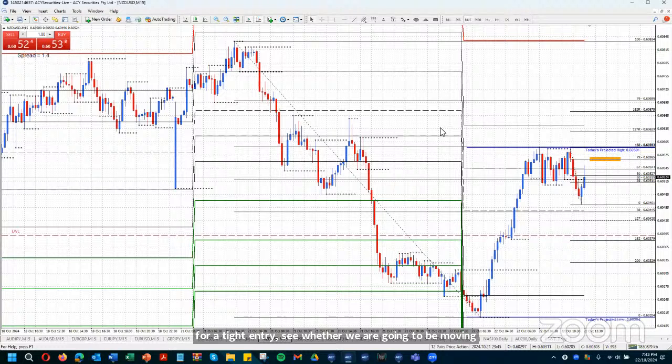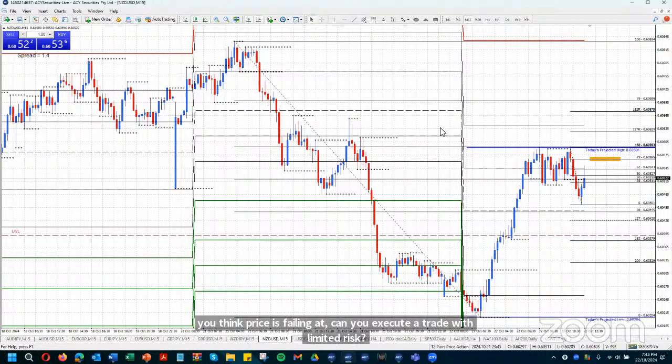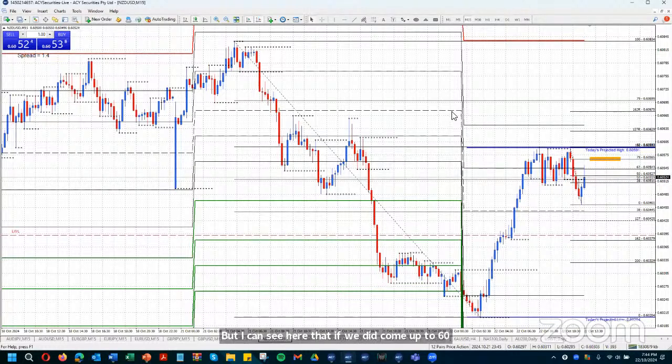So engaging on a trade, you're going to be looking at where you think price is failing. Can you execute a trade with limited risk? And then you take the trade. You don't know if this trade is going to work, but I can see here that if it did come up to 60.56, I would probably only need to risk 10 pips here, 15 at the most, to see whether this is holding here today and moving further down the range, maybe coming down this week to test the 60.00 level.